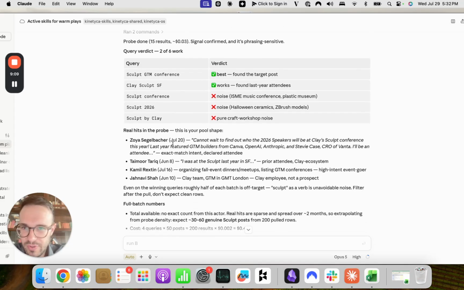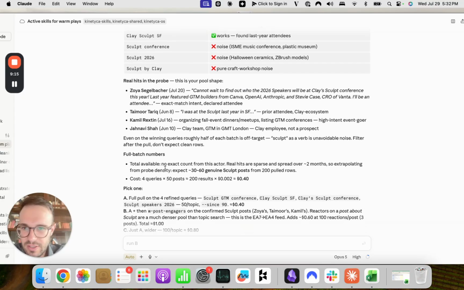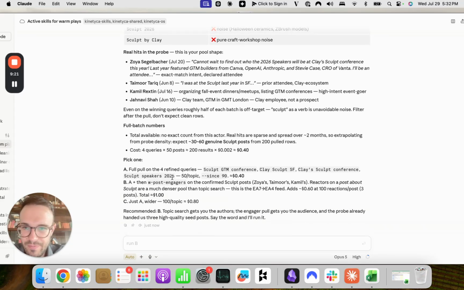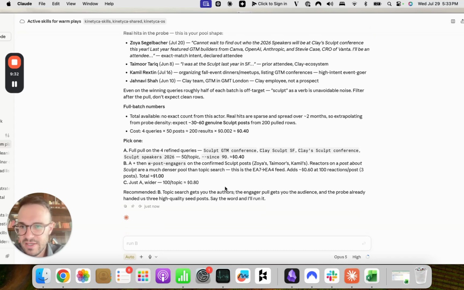Here it's in the probe. This is from July 20, 9 days ago. This was from June 8. So we cannot really give a total available one at this moment. It's expecting around 30-60 genuine posts from 200 results. It also gives me the expense. For example, for roughly 200 results, that is the expectation, I would pay just 40 cents. And now, guys, I can just say yes, proceed, and it will run and find these people. Think about how easy it gets.